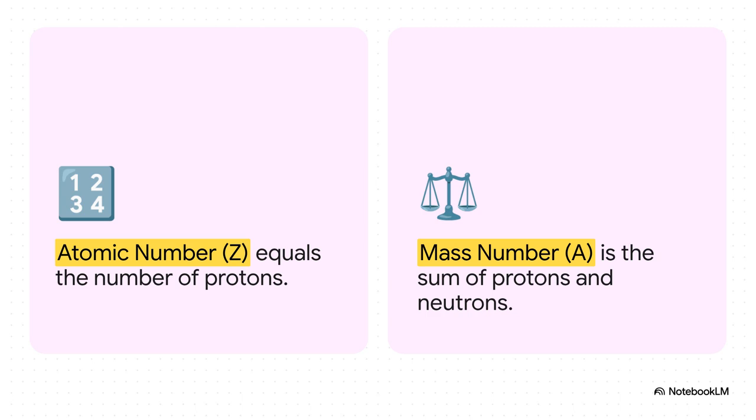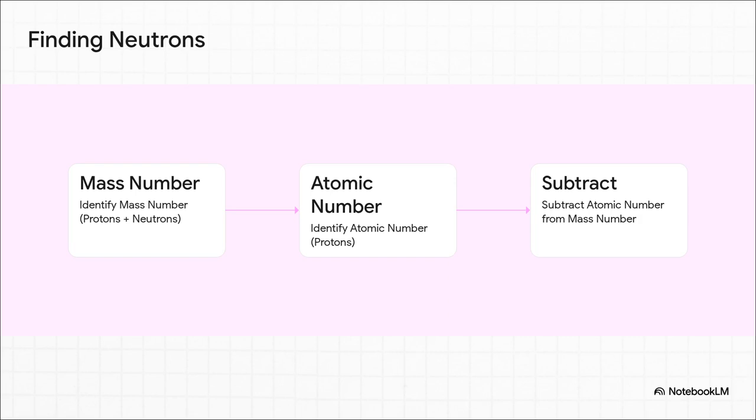But the mass number, represented by A, well, that's all the heavy stuff combined. It's the total sum of the protons plus the neutrons locked inside that nucleus. And because of these straightforward definitions, finding the hidden number of neutrons is basically just a super simple math recipe. You just start with your mass number, which is your total heavy particles. Then, identify your atomic number, just the protons. Step 3, subtract the protons from the total.